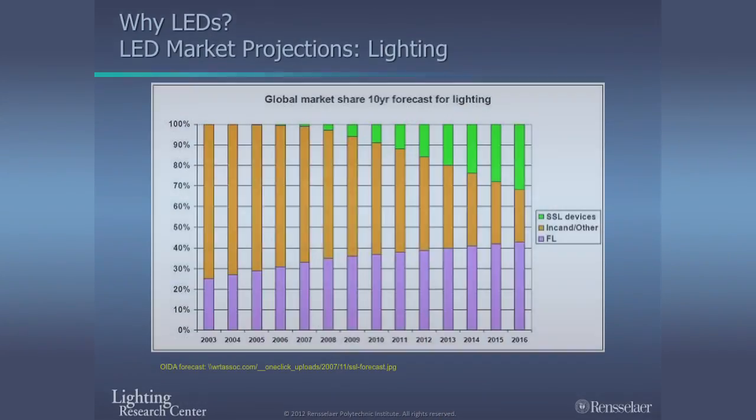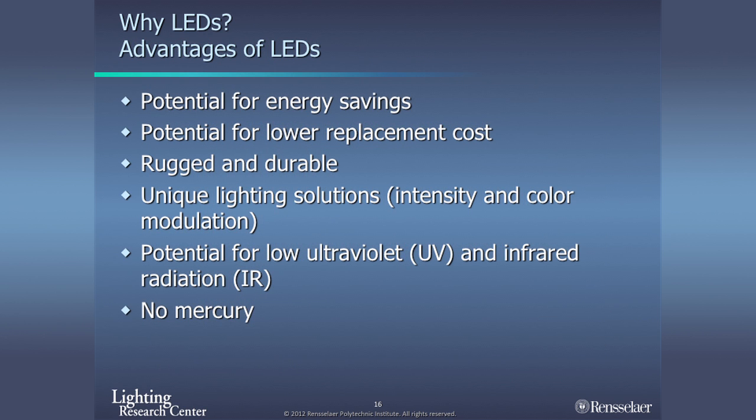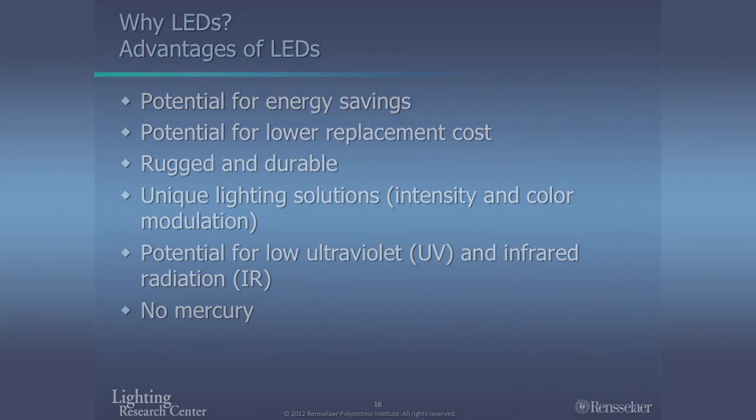So if you look at the global market, fluorescent is still growing and will continue to grow. Solid state lighting will also continue to grow, and the market will shrink for incandescent and other sources. So we see a potential for energy savings, much lower replacement costs because they're going to last longer. They're very rugged and durable. It's not a glass envelope that's going to break when you drop it. You can play basketball with an LED. In fact, I've seen some basketballs with LEDs in them.